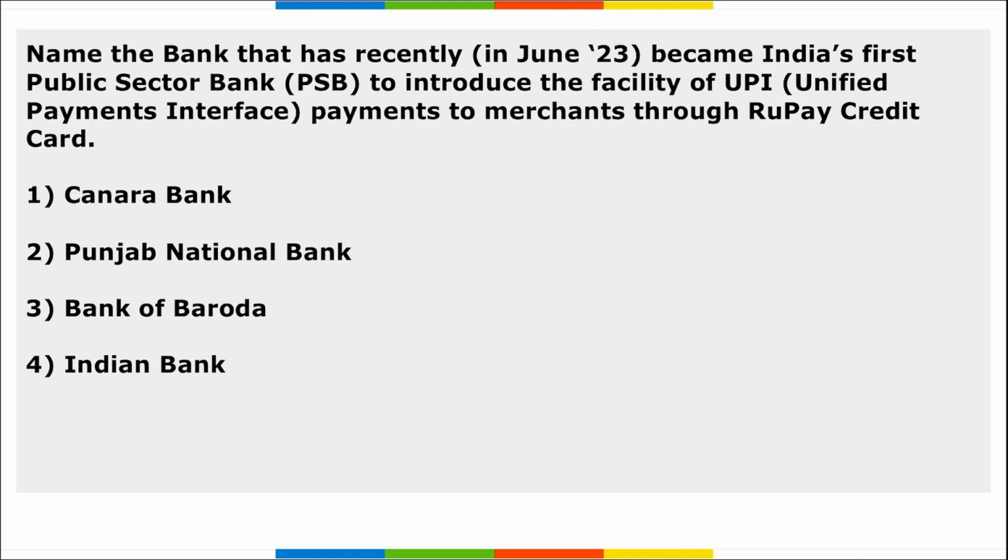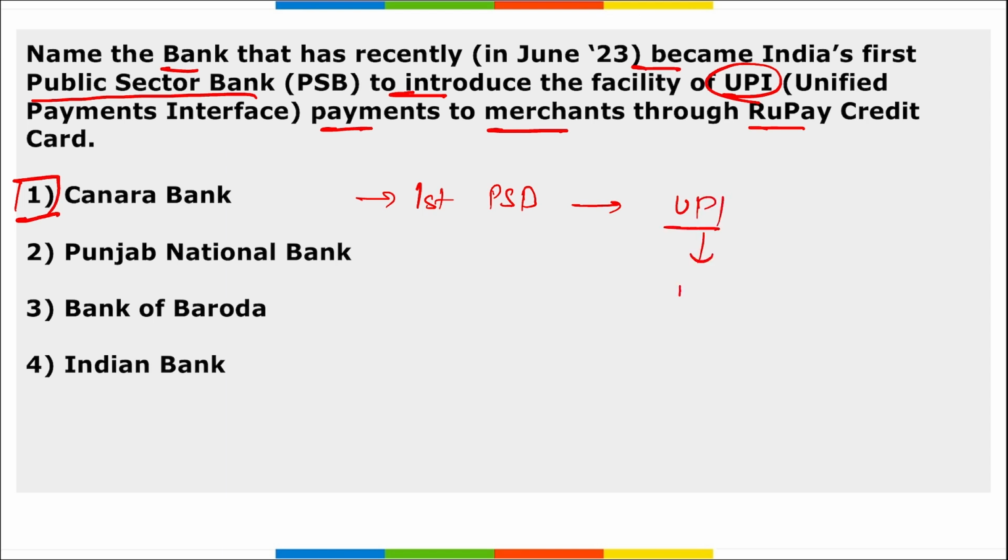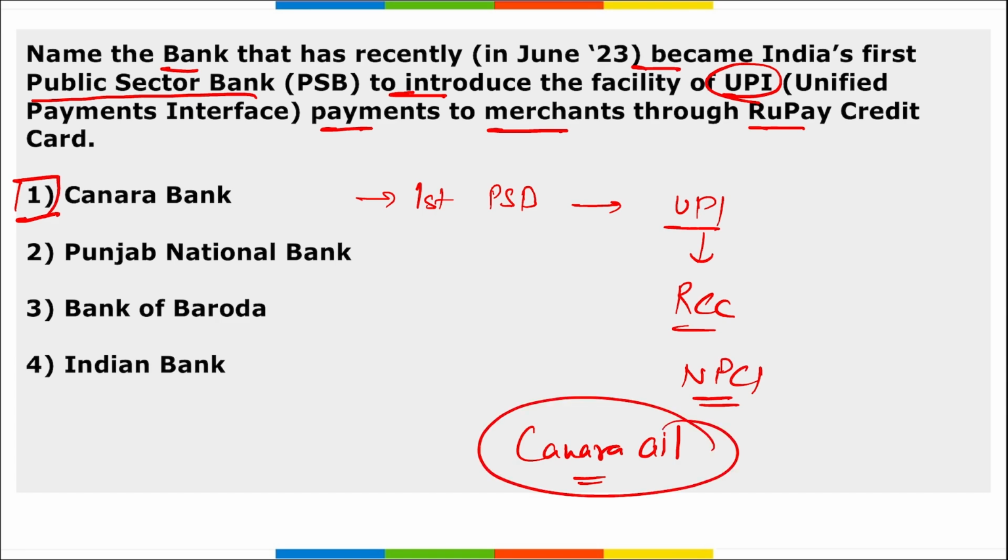Next, name the bank that recently became India's first public sector bank to introduce the facility of UPI payment to merchants through RuPay credit card. It is your Canara Bank. I repeat, Canara Bank, they became the first public sector bank to introduce the facility of UPI payments to merchants through RuPay credit cards in association with NPCI. Correct? And the facility is made available at Canara AI1. It is a banking super application of the Canara Bank.